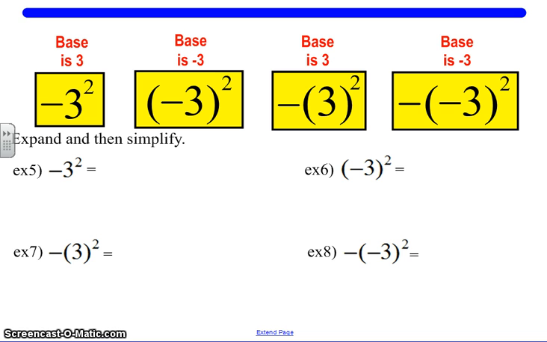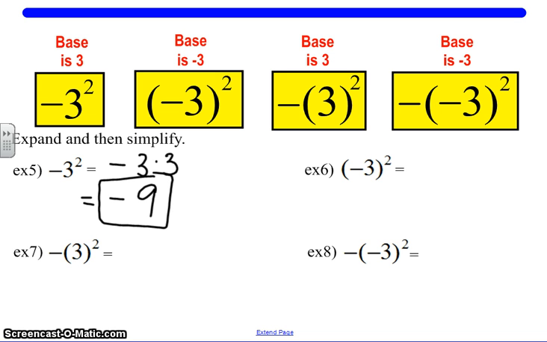So examples 5 through 8, we're going to look at each one of those bases and we are going to simplify using the exponent of 2. So in the first example, we have negative 3 squared. So remember, our base is simply just the 3. So that's the only thing that I am going to square. So I'm going to write my negative sign out front and multiply 3 times 3. The base is the only thing that gets multiplied together twice. Well, we know 3 times 3 is 9, and we want to make sure we bring down our negative sign, so our final answer is negative 9.